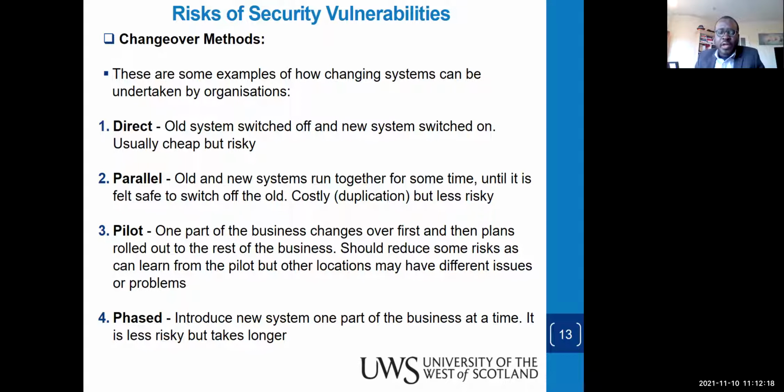Then we can also pilot by running one system at a time. Let's see how it works out. Let's roll it out. If we think it works, we can use it. If it reduces risk, we can use that pilot. If not, we can throw it off and use another one. Then we have the phased one, step by step. Don't just throw off the old system. Run it in stages so that you can phase it out gradually over time. This is less risky, but it takes longer to implement.